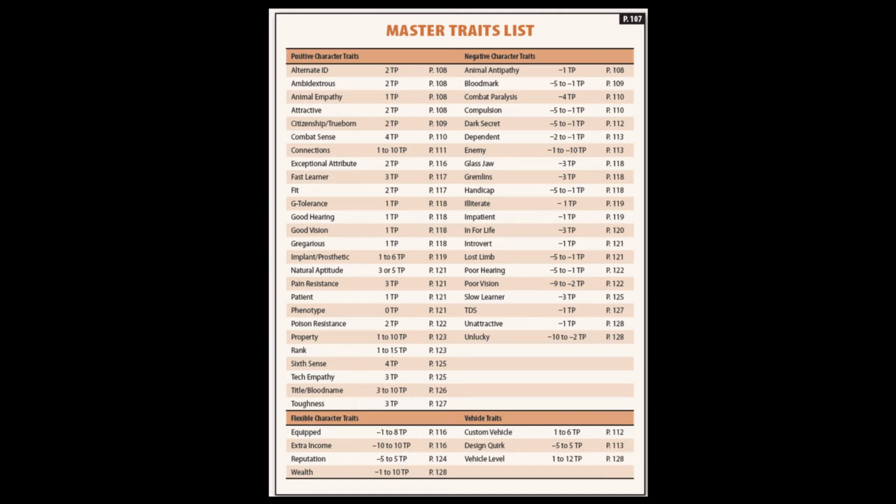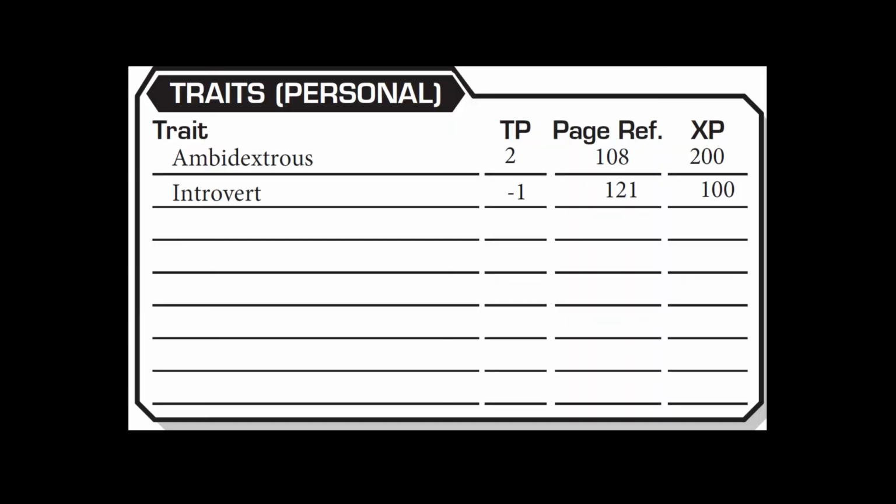Acquiring a trait involves spending or receiving XP. If the trait is positive, you spend XP. If the trait is negative, you receive XP. Each trait costs trait points, or TP. Each TP is worth 100 XP, according to the XP cost table, which we have already seen. So the ambidextrous trait requires 2 TP, which costs 200 XP, and the introvert trait requires 1 negative TP, which gives you 100 XP. We record this information in the traits table, like so.